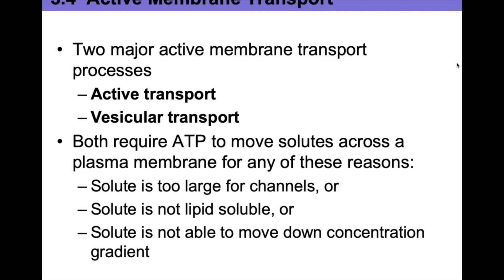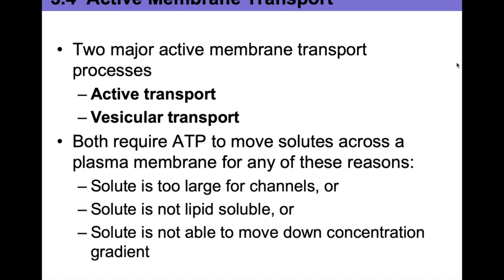There are two major types of active transport that we'll talk about: active transport and vesicular transport. Both of these processes require ATP to move their solutes across the membrane. These are the reasons you might use active transport over passive transport. One, the solute could be too large for our passive channels. The solute could also be non-lipid soluble, or the solute might not be able to move down the concentration gradient.